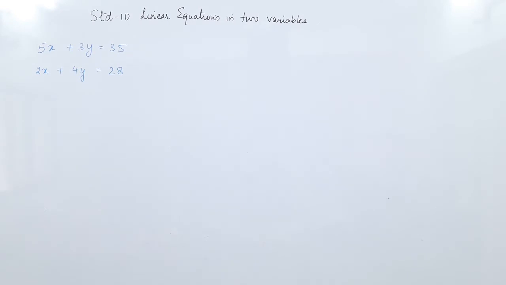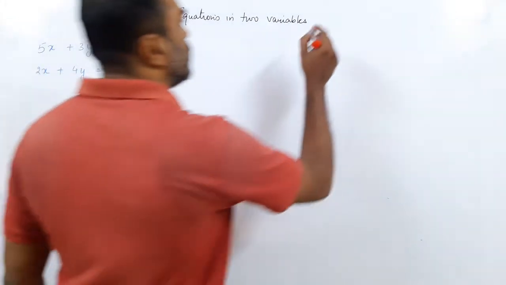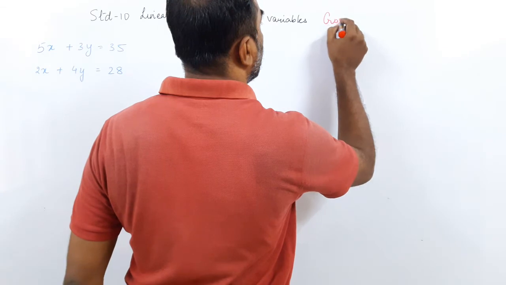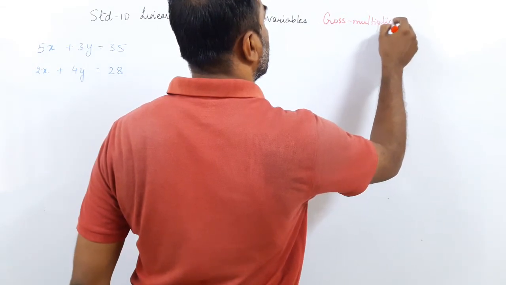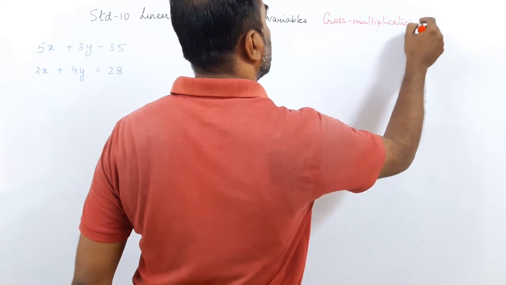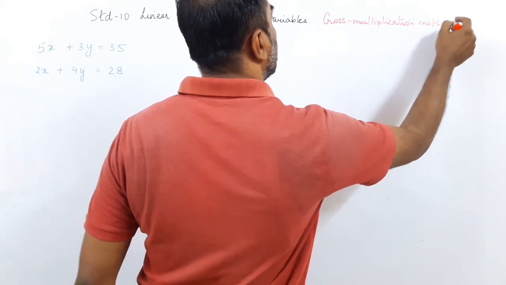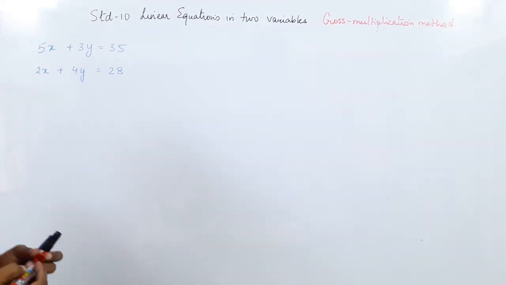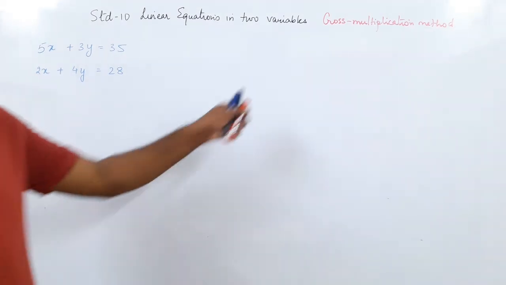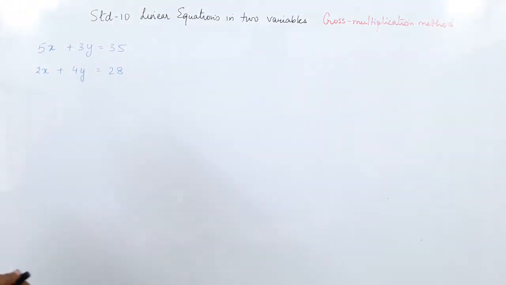Now we'll try to derive the cross multiplication method. Okay, so we have done the graphical method, the substitution method, the elimination method. Today we are now going to do the cross multiplication method. First we'll try to derive the whole method and then we'll see the short form.